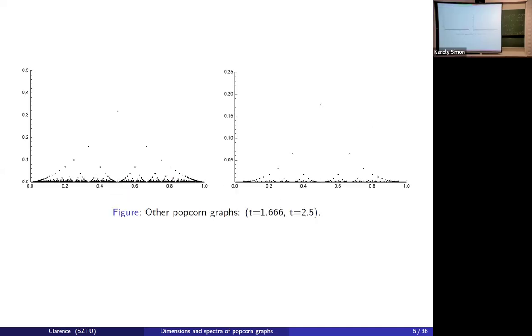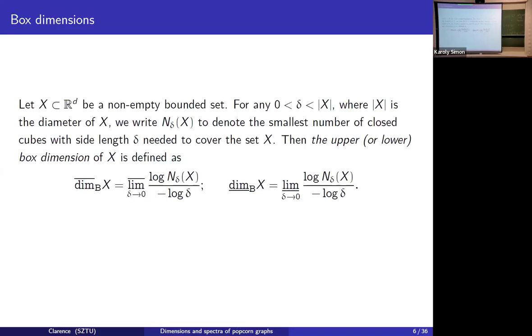So in this talk, we will talk about some dimensions. I will take a few minutes to give a quick review of the dimensions we will mention. The first one is the box dimension. Let X be a non-empty bounded set. Then for any delta, we define N_delta(X) to be the smallest number of balls or cubes covering X with side length delta.